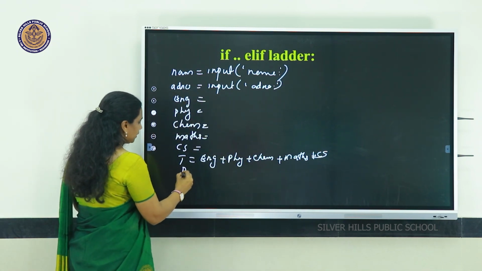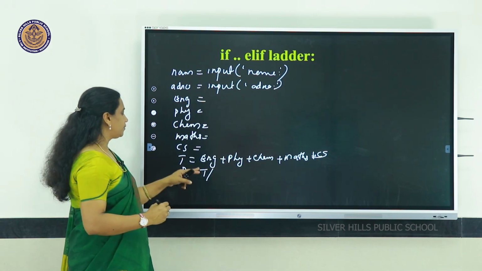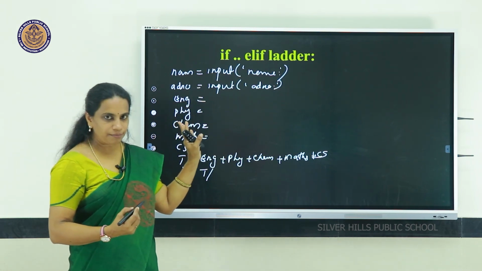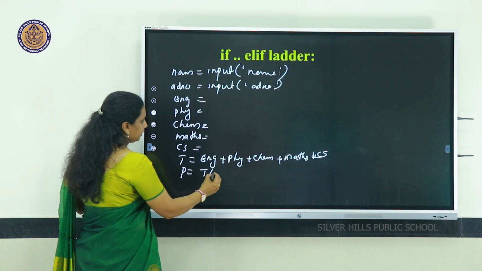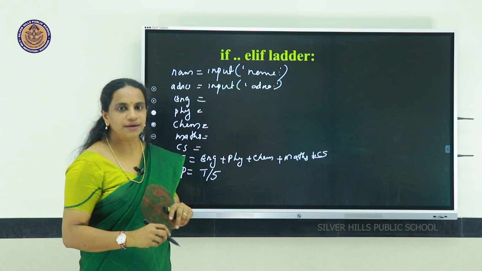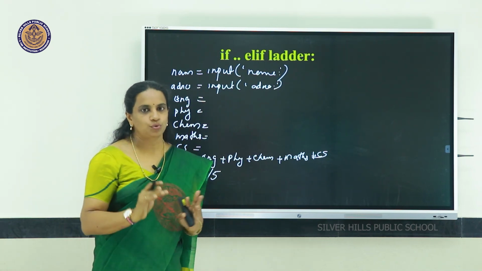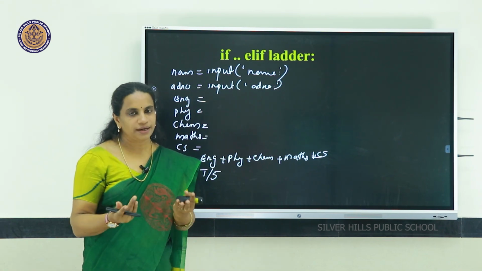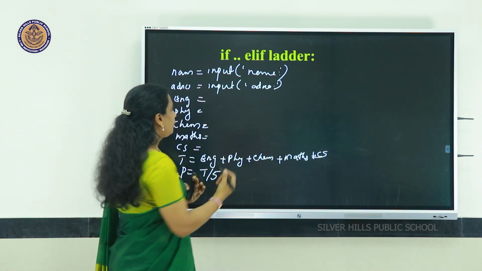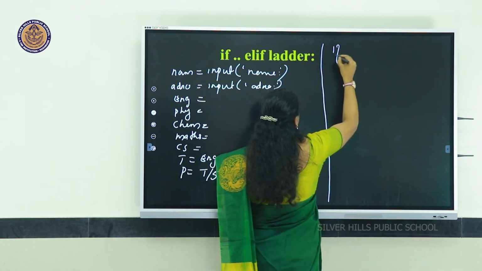Now, you have to calculate the percentage. Percentage means total divided by the total mark out of. For example, if each subject has 100 marks, then the total mark is 500, then you can simply divide the total by 5, then you will get the percentage. Okay. Now, you have got the total mark and percentage of that student. Now, what is the next task to be done? You have to calculate the grade of the student. Now, you have the formula with you, as I said earlier. Then you can calculate it simply.